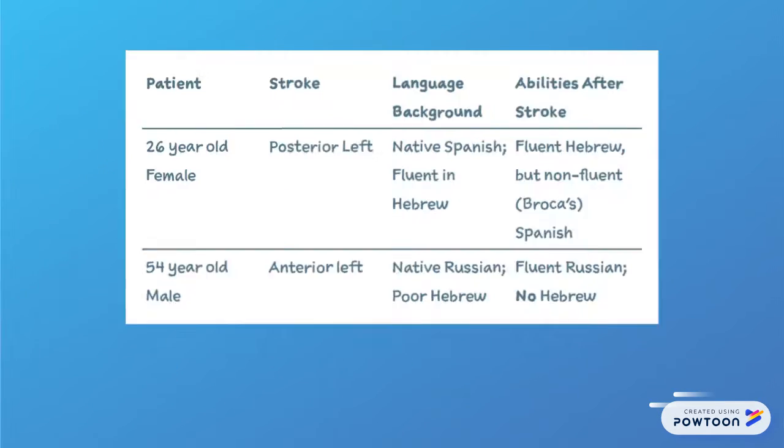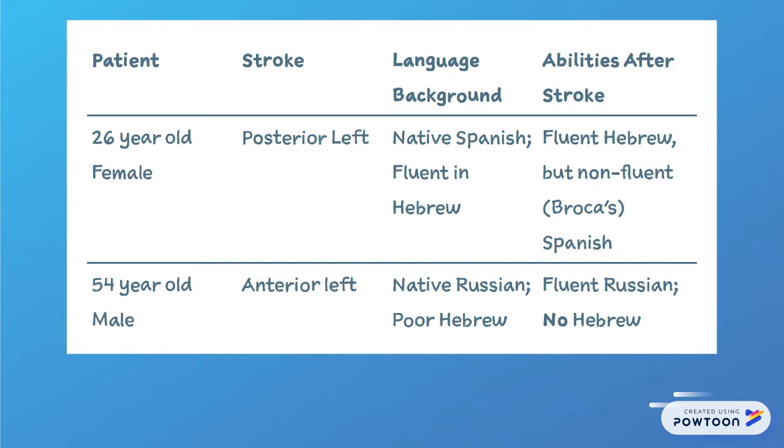In a study performed by Silverberg and Gordon, the researchers took a look at two patients who had suffered a stroke on the left side of their brains. The first patient was a native Spanish speaker who had become fluent in Hebrew later in life. Interestingly, after her stroke, she maintained fluency in Hebrew, but suffered from Broca's aphasia, a non-fluency impairment, in her native Spanish. The other patient, a native Russian speaker who also knew Hebrew but poorly, lost all of his Hebrew after his stroke, but maintained fluency in Russian.